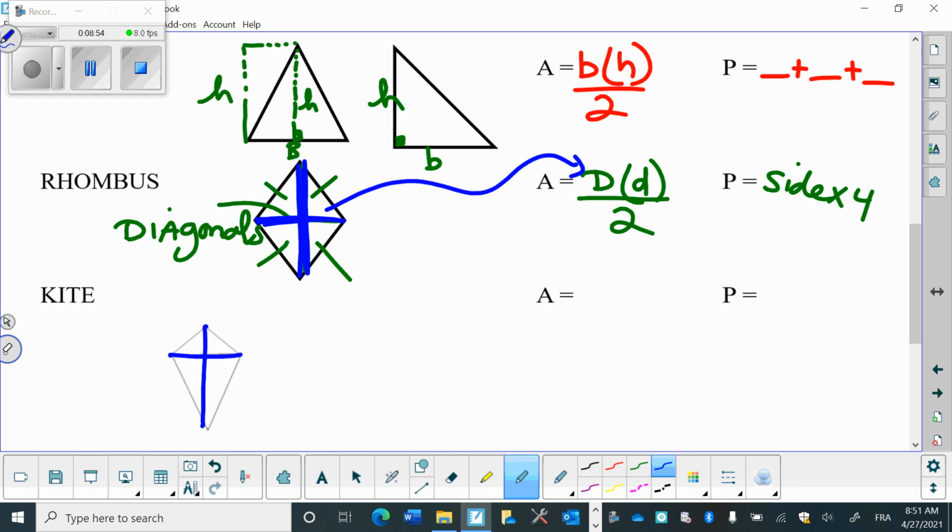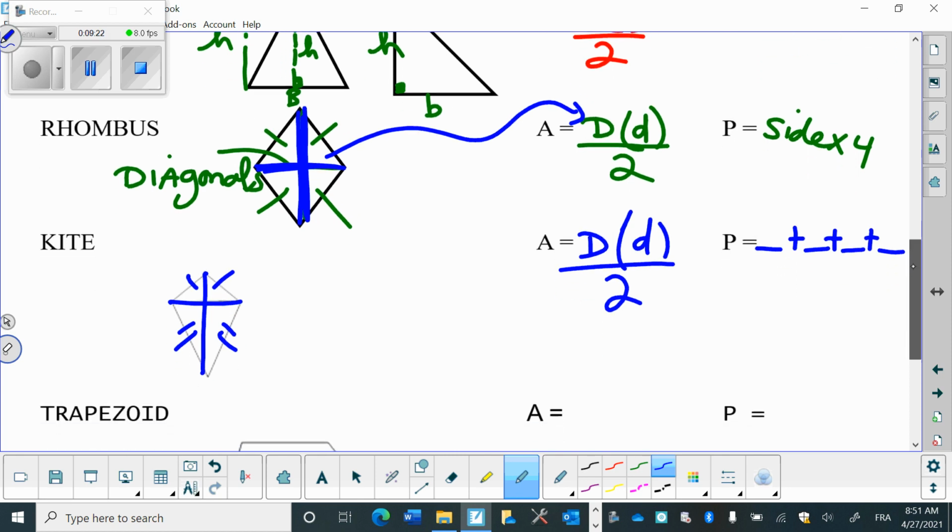Okay, there's my 2 diagonals. So you have diagonal times diagonal, divided by 2. Now in this case, I can't say times 4 because they're a little bit different. 2 of them are the same and the other 2 are the same. Right, so here these 2 are the same and these 2 are the same. So add up all those 4 sides. Again, diagonal is that line going through, making like a T in the middle.